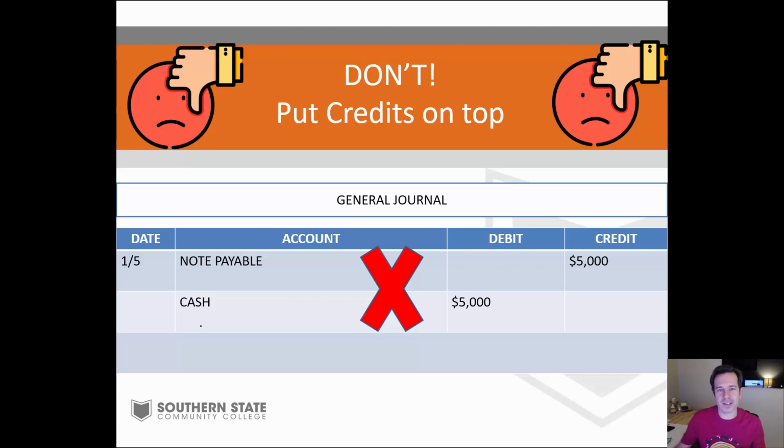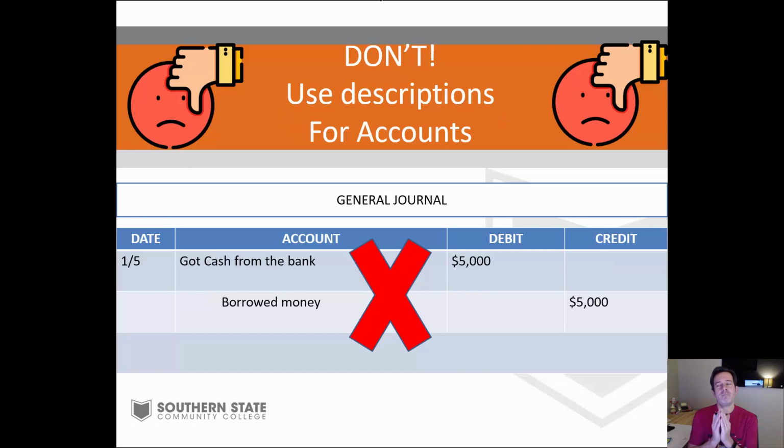So don't put your credits on top. It makes it very hard to read. And please do not use descriptions in place of account titles. A second ago I mentioned only use account titles. This is the bad side of that coin. So what I'm saying is don't put stuff like got cash from the bank, borrowed money from the bank. Those aren't account titles. Those are descriptions. And we don't want descriptions in for an account title. We just want to use the account.